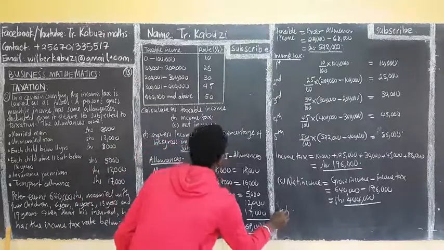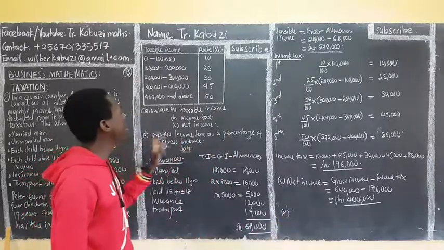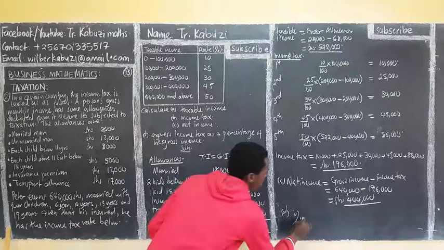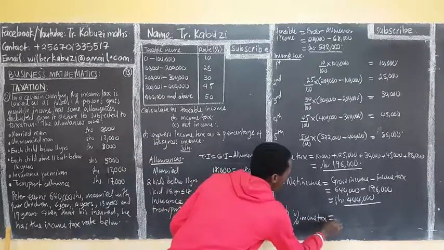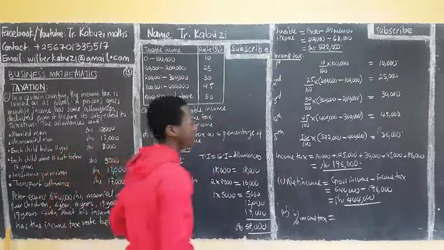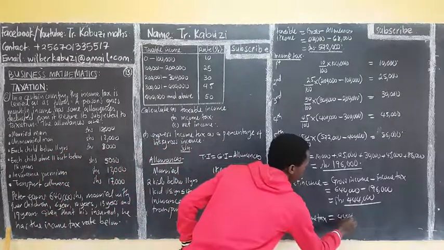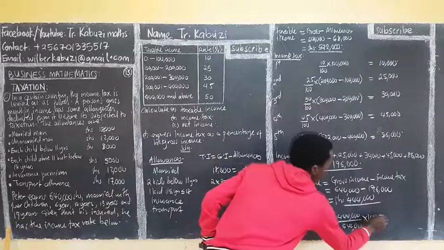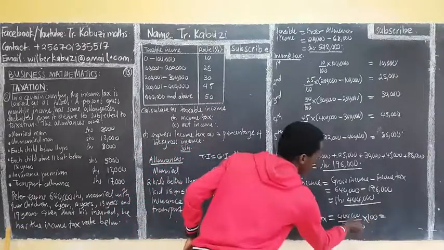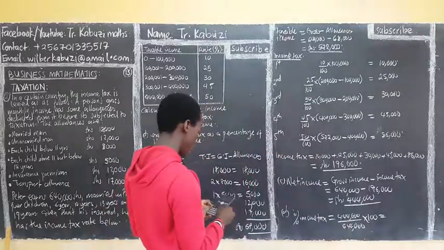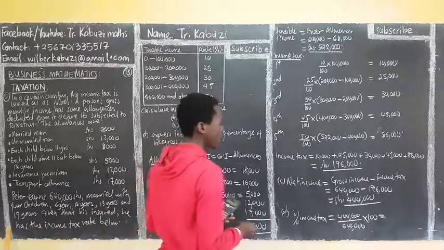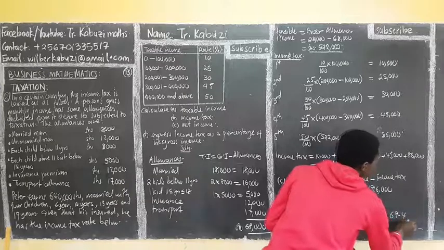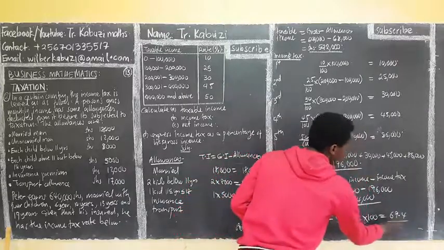Then part D, we are asked to express his income tax as a percentage of his gross. So the percentage is going to be the income tax, 196,000, over 640,000 times 100. And what do we get there? These two zeros, of course, they go. Then 196 divided by 640 gives us 30.6. So that's what we get if we express it as a percentage.